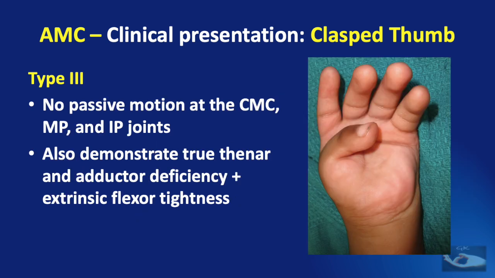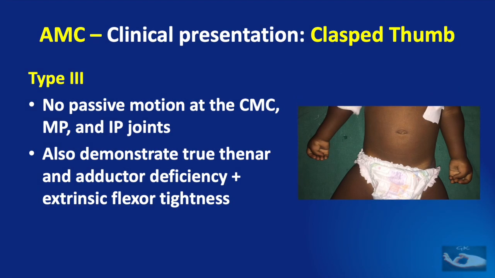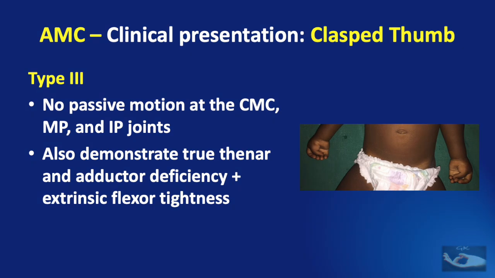Type 3 clasped thumb is typically seen in severe arthrogryposis or amyoplasia. There is no passive motion at the carpometacarpal joint, metacarpophalangeal joint, or the interphalangeal joints. It also demonstrates true thenar and adductor deficiency along with extrinsic flexor tightness. This child with amyoplasia shows bilateral type 3 clasped thumb.